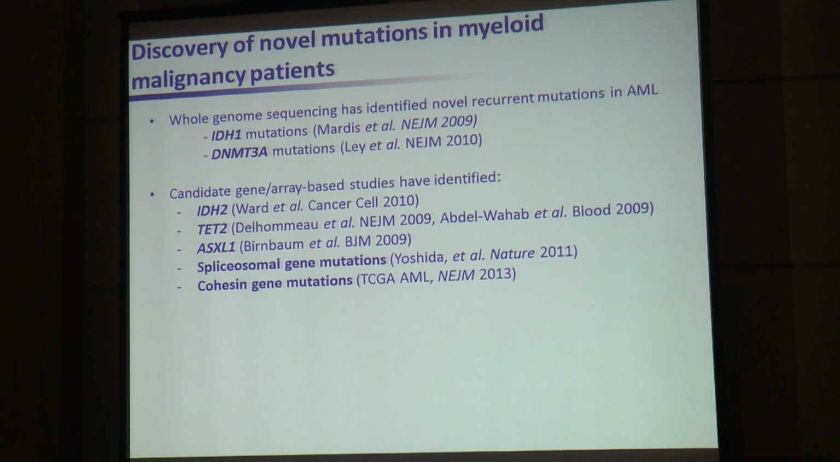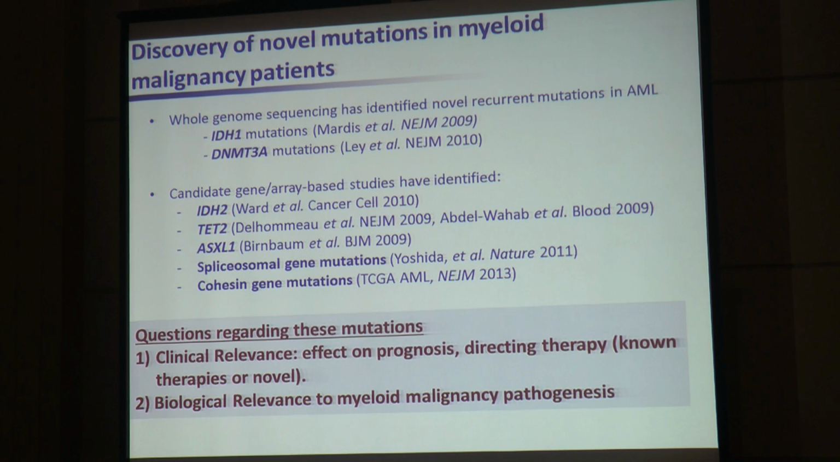There have been a number of new molecular genetic alterations discovered in patients with AML, some of which are almost as common as the FLT3 mutation. Mutations, for example, in DNMT3A, IDH1, IDH2, and the others listed here, many of which are also seen to some degree in myelodysplastic syndromes. And so the question really is, what is the clinical relevance of these alterations for patients with AML? And that's what we'll talk about moving forward.